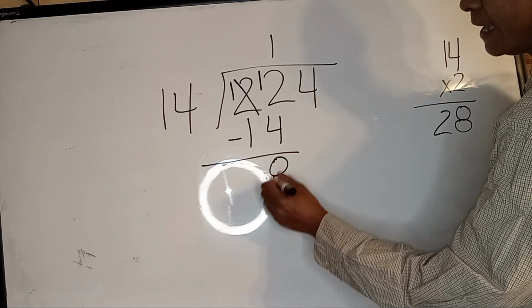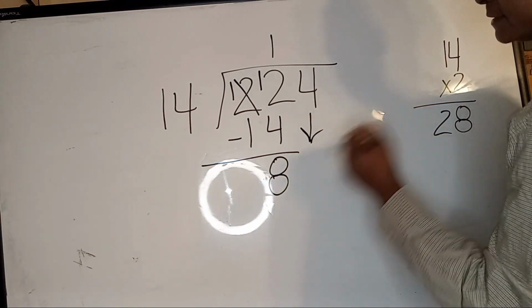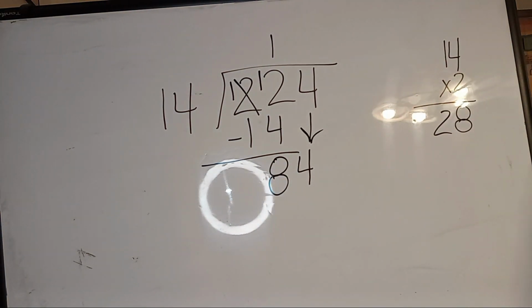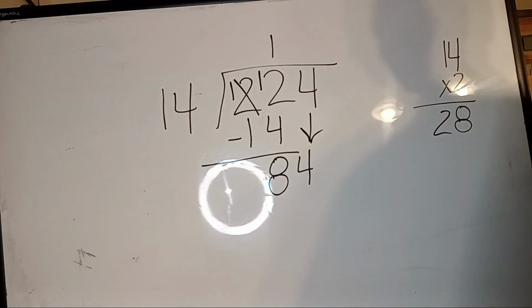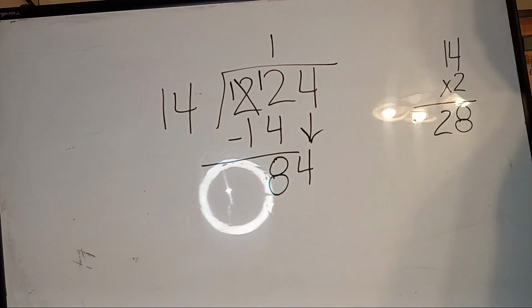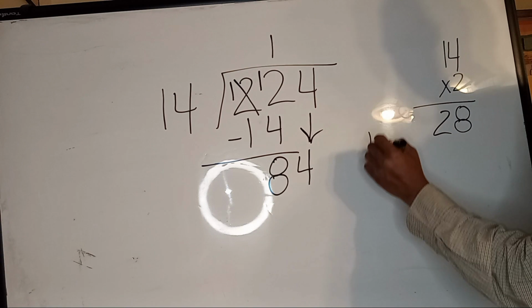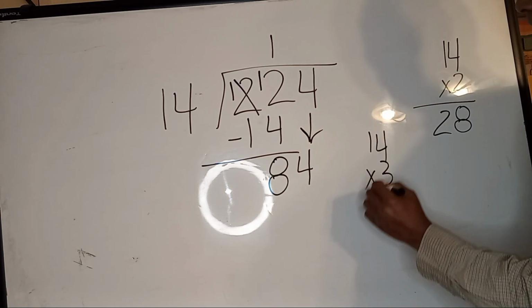So we got 8 here. We bring down our last number, which is a 4. That's going to make it 84. So now we have to do the same thing. We need to figure out how many groups of 14 can we get to 84. So we already have 14 times 2 is 28. So let's try 14 times 3.